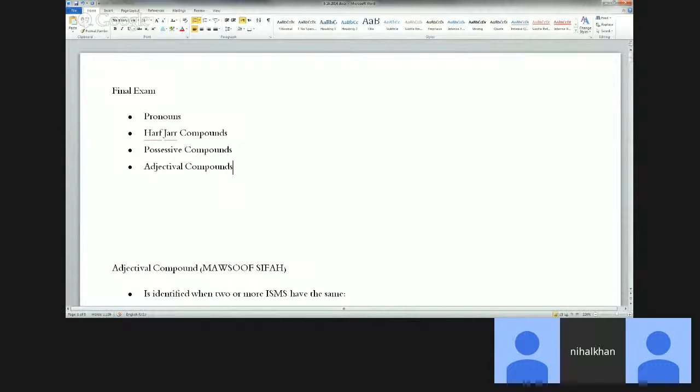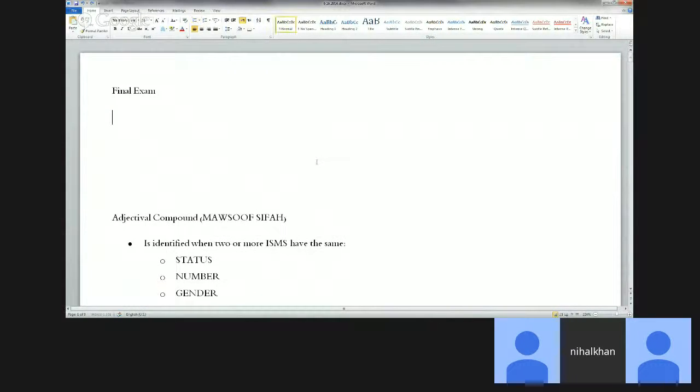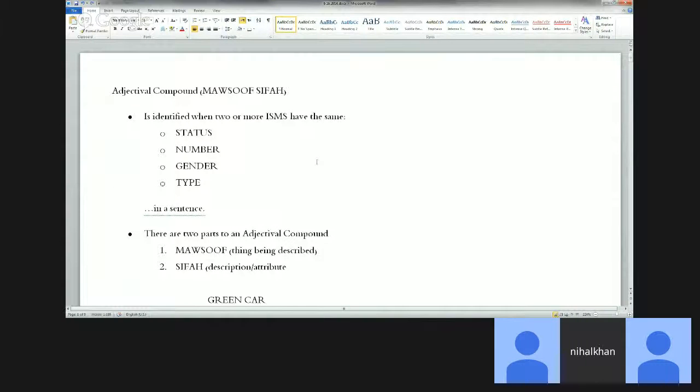All right? So what are ejectable compounds? And the definition is actually pretty simple. An ejectable compound is identified when 2 or more isms have the same status, number, gender, and type. So if 2 isms are standing next to each other, and their status, number, gender, and type are the same, then they're going to be an ejectable compound.